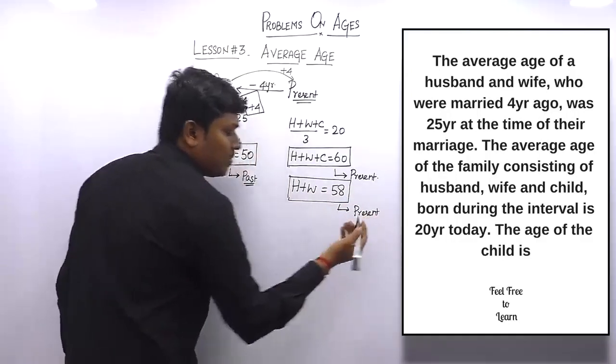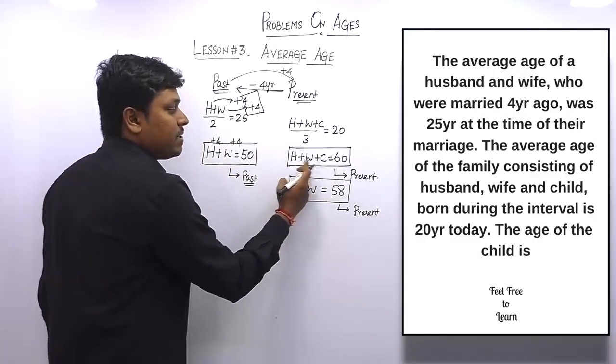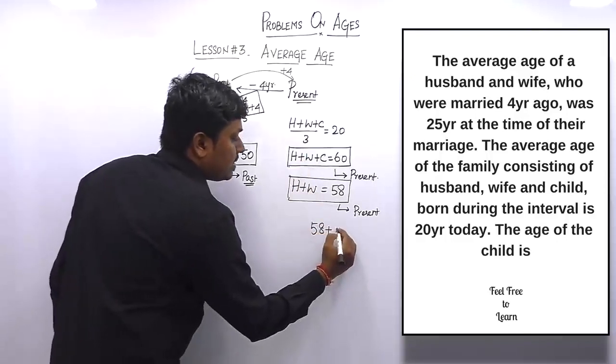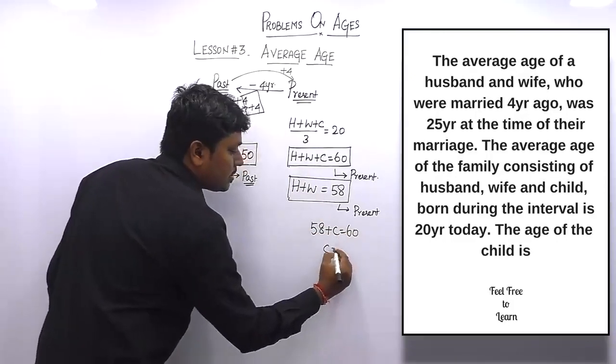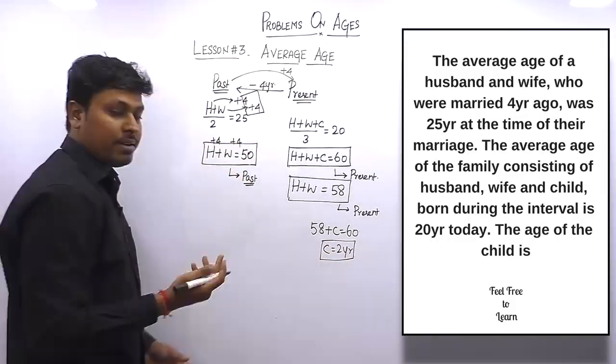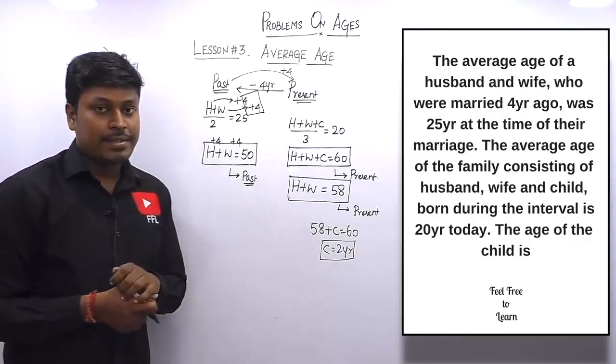Now you can subtract both the equations easily because the husband and wife sum will be 58. So instead of H and W, substitute 58 here. So 58 plus C is equal to 60. So C is equal to 2 here, which determines the child's age will be 2. So finally, the answer for question number 3 is that the age of the child is 2 years.